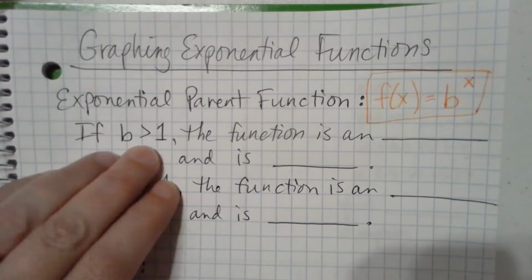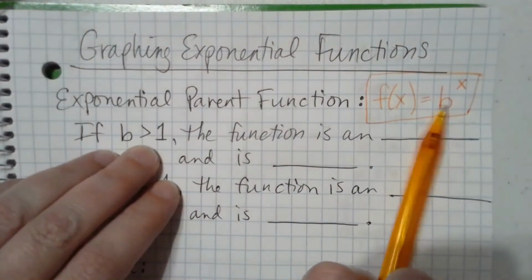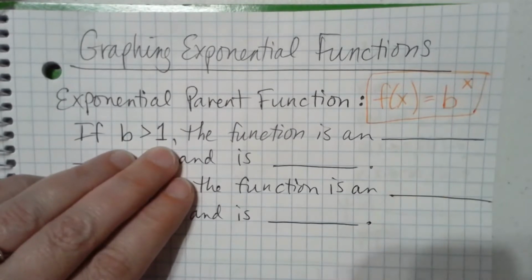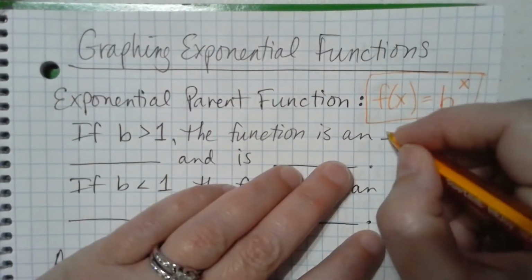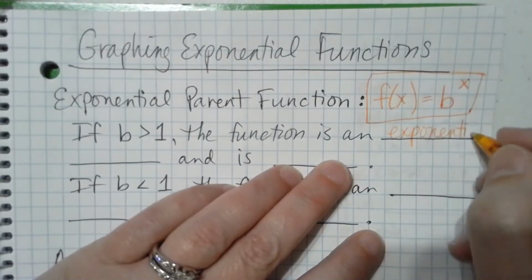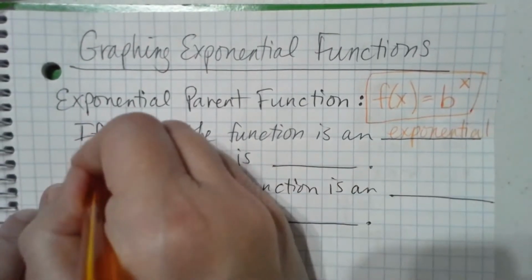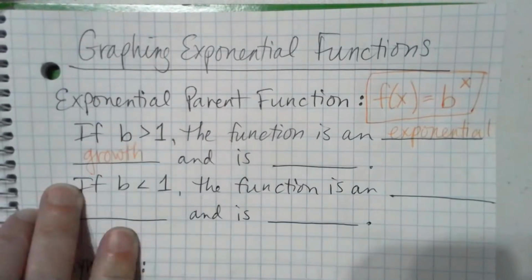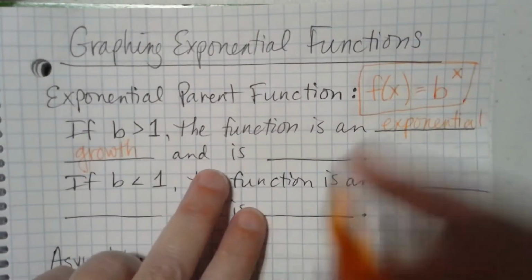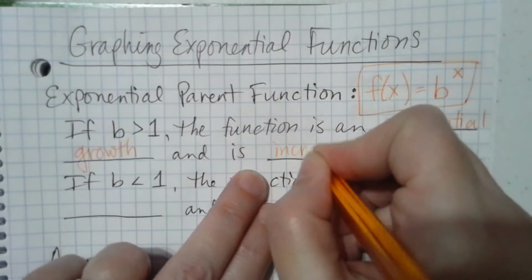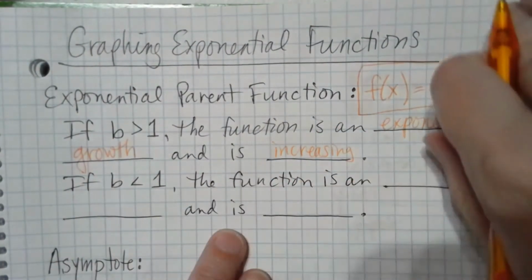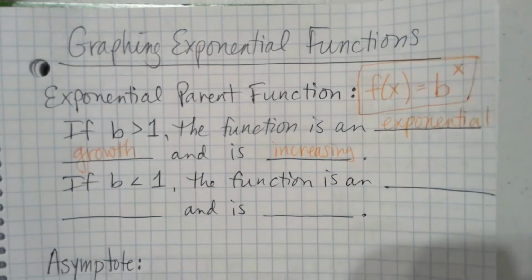Okay, if b is greater than 1, so we have a number here that's 2 or 1.5 or 7, the function is going to be called an exponential growth, because the number is bigger than 1, and our line is going to be forever increasing. So it's going to start low and it's going to always be getting higher and bigger.